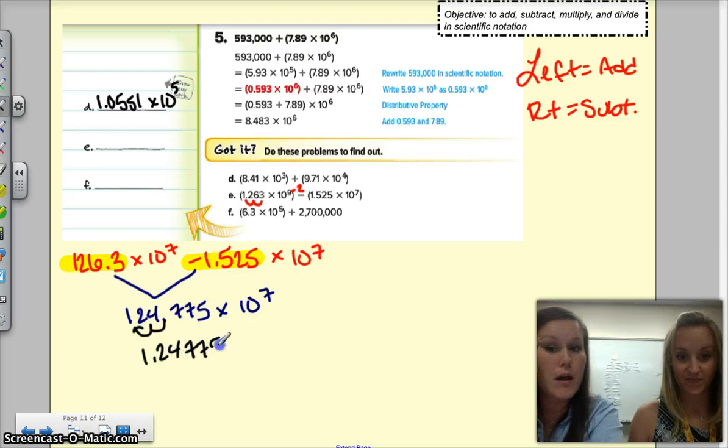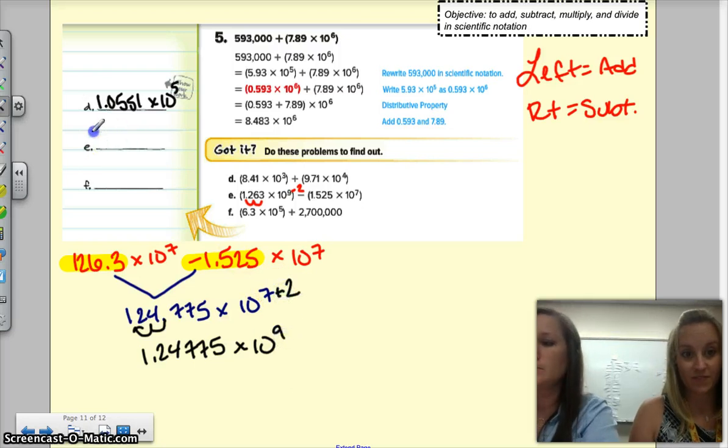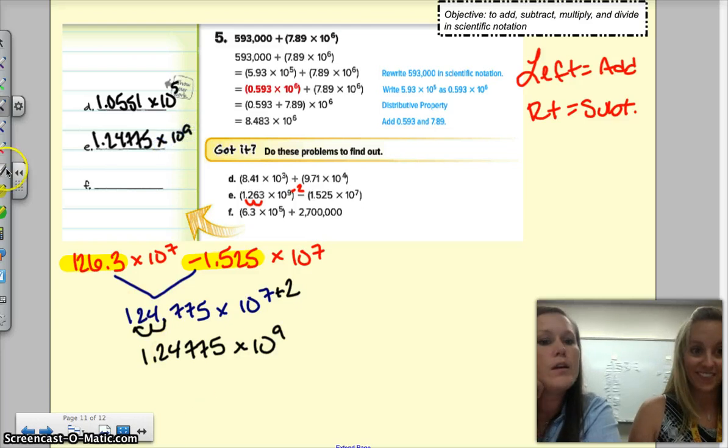So check my chart in the upper right hand corner. I'm going to add 2. Awesome. And I'm going to end up with 9. So then you write it up here: 1.24775 times 10 to the 9th. Awesome. One more problem. All right, last one.